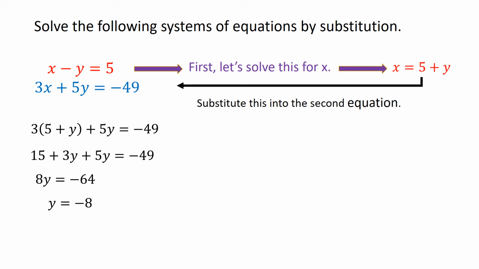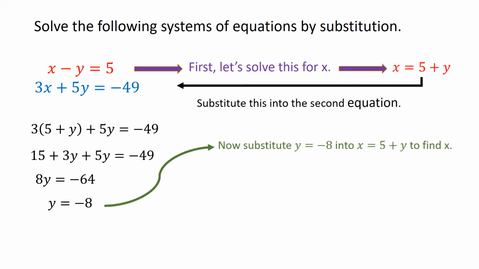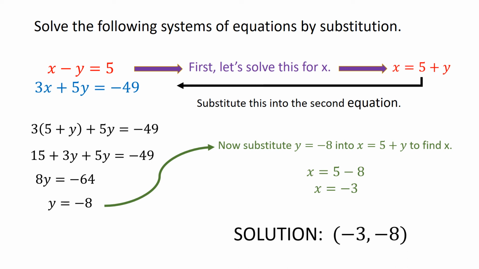So now I know one of my variables, and I can use that to find the other. I know that x is 5 plus y, so I'm going to substitute y equals negative 8 into that to find x. So x is 5 minus 8, so x is negative 3. So remember, our ordered pairs are always written x comma y, so negative 3 comma negative 8 is the solution.